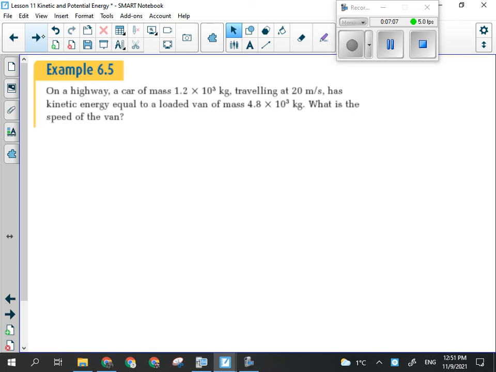So on a highway, a car has a mass of 1,200 kilograms traveling at 20 meters per second. It has the same kinetic energy as a loaded van whose mass is 4 times the mass of the car. What is the speed of the van? The key part of this is that their energies are equal. It says that in the question. It has the same kinetic energy as the loaded van. So I can start this out by saying the kinetic energy of the van is equal to the kinetic energy of the car.